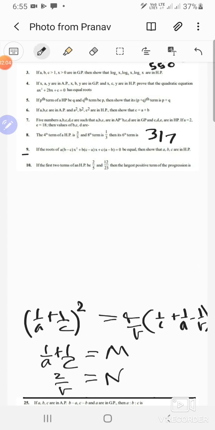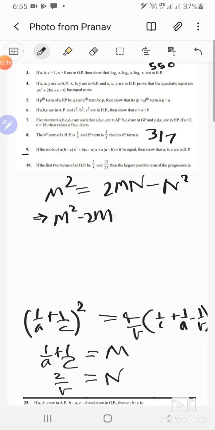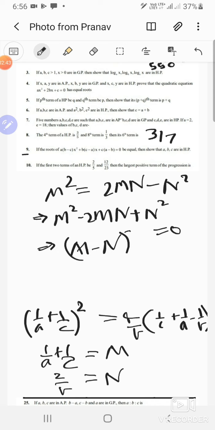Okay, so this equation can be written as M squared is equal to, when you completely expand this, you get 4 upon B into 1 upon C plus 1 upon A. That's going to be M into 4 upon B, but 4 upon B is 2N, so 2MN, and then minus 4 upon B squared, but that is exactly N squared, so minus N squared. That gives me M squared minus 2MN plus N squared is equal to 0. In other words, M minus N whole squared is equal to 0.